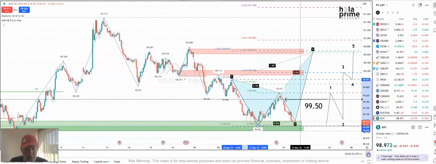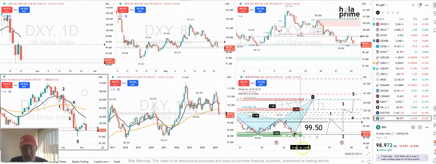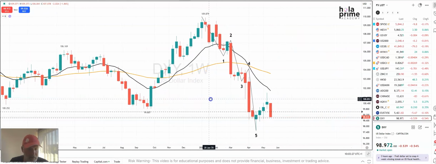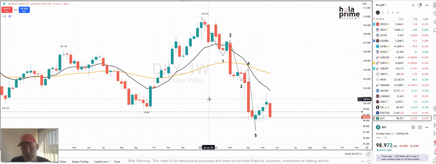Again, let's get to the big picture analysis first. As I said previously, we're in a corrective pattern as far as I'm concerned with regards to a medium term outlook. So this is wave 1, wave 2, wave 3, wave 4, wave 5. That dictates that we're now in an ABC correction to the upside.